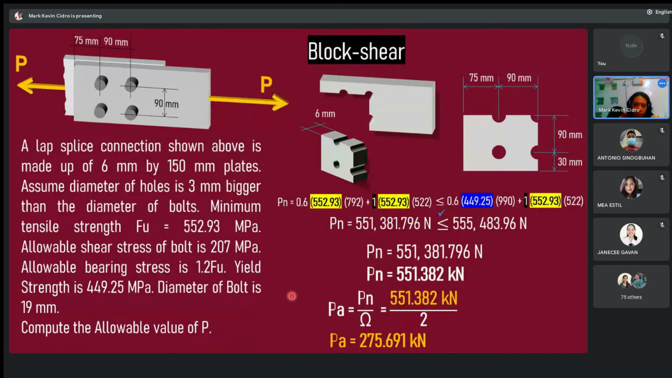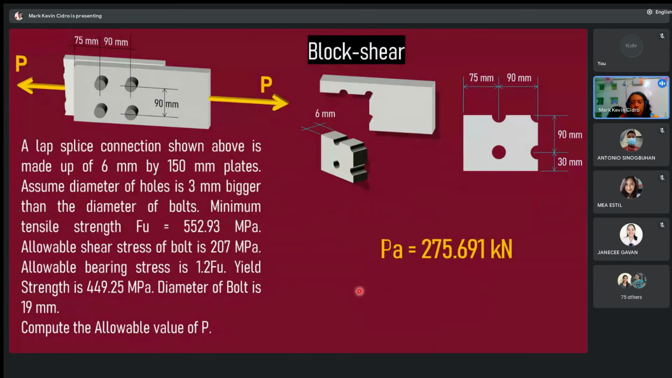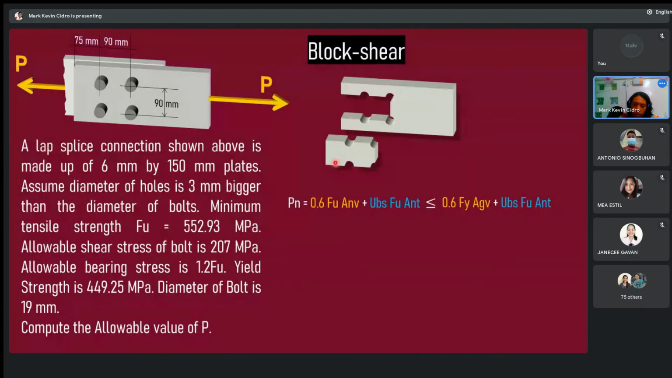Okay. Di ba FU ang natong gingamit dire? Mga FU. Omega naton is 2. Okay. So the result is 275.691. Pero di repeto niya answer. Ay, ini nga 275.691 if amo niyan block nga nawara nga nakuha. Okay, what if iteration, di ba?